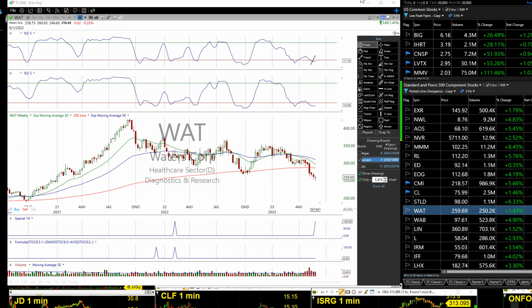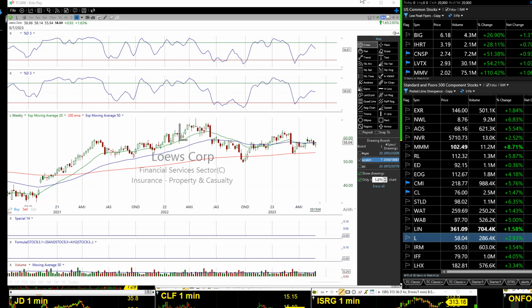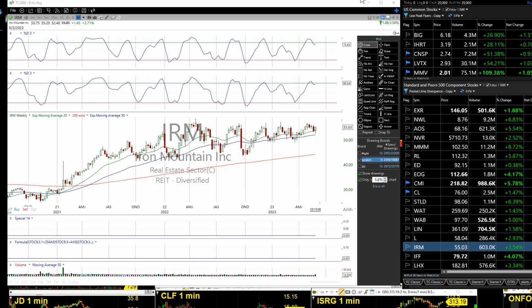WAT, just looking for things. And we could easily do scans for this. You could set up your own scan looking for the stochastic crossing above the 20 line, between 20 and 25. Sometimes I like to have my stochastics turning up on a weekly chart and moving up between 20 and 25 to 30 to get the momentum going. Very easy to run those scripts. If you need help with that, I can help you with that.